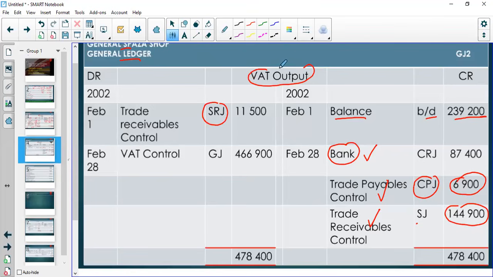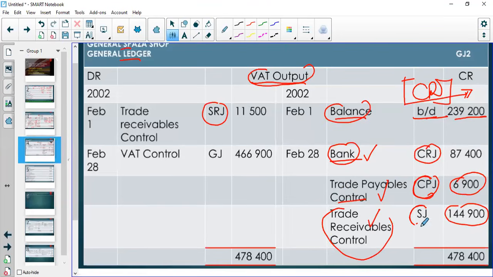So when you deal with your VAT output account, it also has a structure. Before you even start, you can drag and drop and get about 50% of the marks, right? Because with your VAT output, you know that the balance is going to be on the credit side, not so. So it's a balance brought down. Then there's a bank CRJ. Then there's trade payables control CPJ, trade receivables control sales journal.